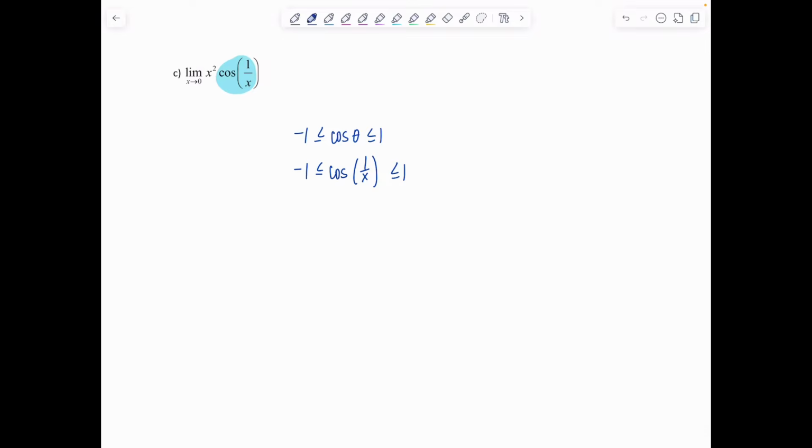Perfect. My goal is to make what's in the middle match what I'm trying to take the limit of. So look, what is this missing? It's missing an x squared. So I'm going to multiply everybody here by x squared. So then we've got negative x squared is less than or equal to x squared cosine 1 over x is less than or equal to positive x squared. And then what you do is you take the limit of the functions that act as lower and upper bounds to our function.